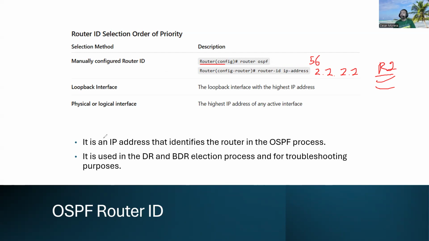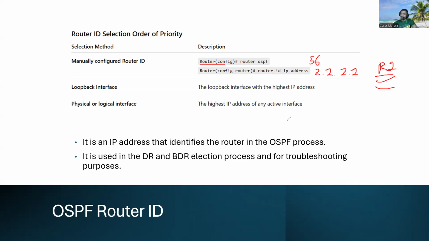In order to have that priority, we have the following path. First, we configure the router ID after adding the OSPF process number. Then we configure the loopback IP address, and the one with the higher priority is the one with the highest IP address. And finally, the physical or logical interface, the highest IP address of any active interface. Now, it is an IP address that identifies the router in the OSPF process. What is this definition?